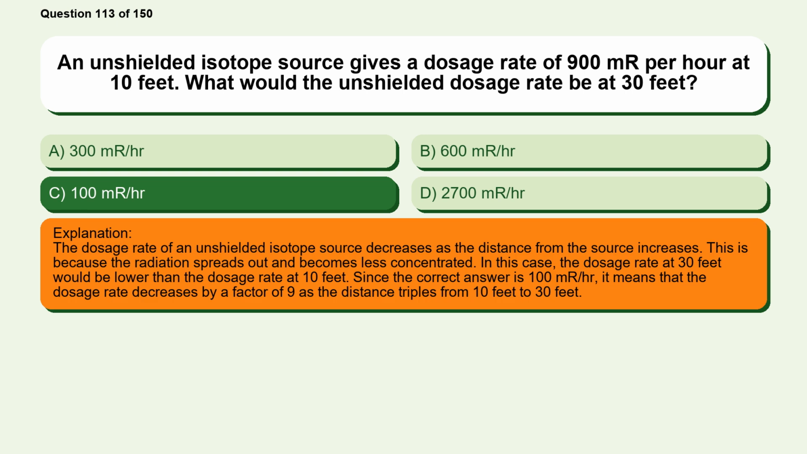The dosage rate of an unshielded isotope source decreases as the distance from the source increases. This is because the radiation spreads out and becomes less concentrated. In this case, the dosage rate at 30 feet would be lower than the dosage rate at 10 feet. Since the correct answer is 100 mR/hr, it means that the dosage rate decreases by a factor of 9 as the distance triples from 10 feet to 30 feet.